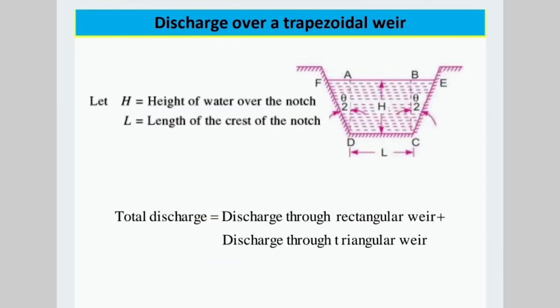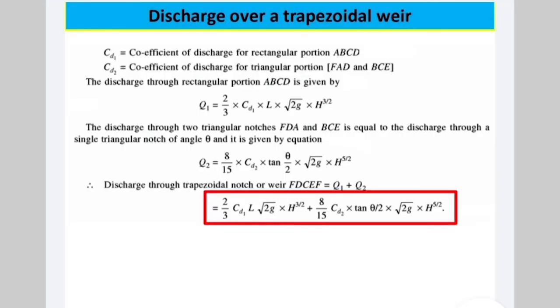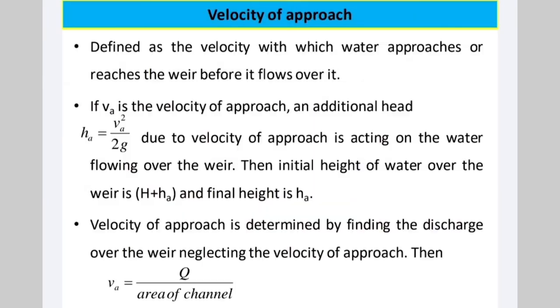For a trapezoidal weir, total discharge is the sum of discharge through the rectangular weir and discharge through the triangular weir, which is equal to 2 by 3 into CD1 L root 2g into H raised to 3 by 2 plus 8 by 15 CD2 into tan theta by 2 into root 2g into H raised to 5 by 2, where CD1 is the coefficient of discharge for the rectangular portion and CD2 is the coefficient of discharge for the triangular portion.